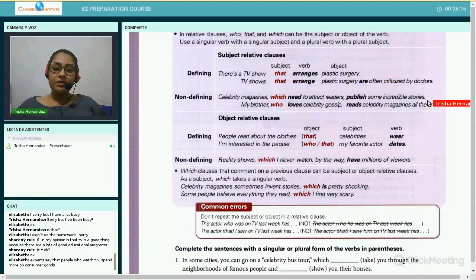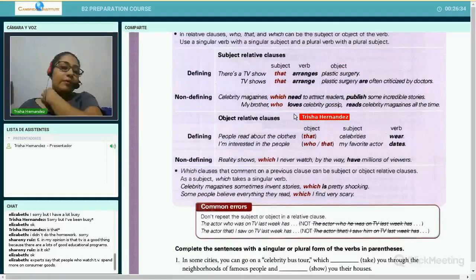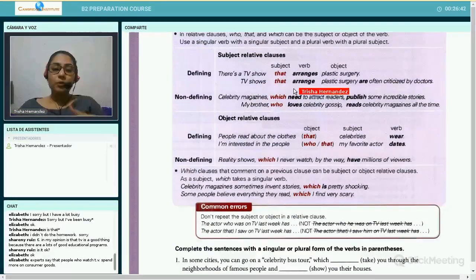And we have the subject relative clauses. Defining: there is a TV show, we're talking about one in particular, that arranges plastic surgery. You see? Now, this is singular and singular. Now, let's go to the next example: TV shows that arrange plastic surgery are often criticized by doctors. This is another way to say the same information, right?